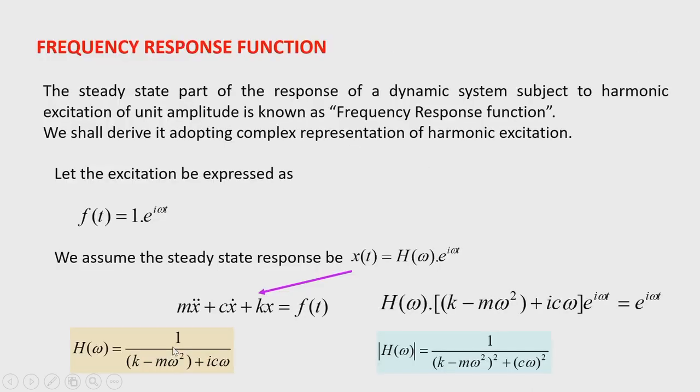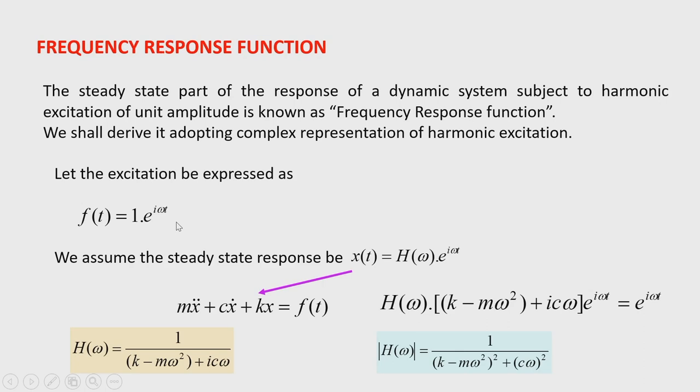Okay. Frequency response function. This function is defined as the response of the system subjected to harmonic excitation of unit amplitude. That means the harmonic excitation with frequency omega, but amplitude is 1. Now, I have written it in the complex form because you know that harmonic excitation may be represented by cosine or may be represented by sine.